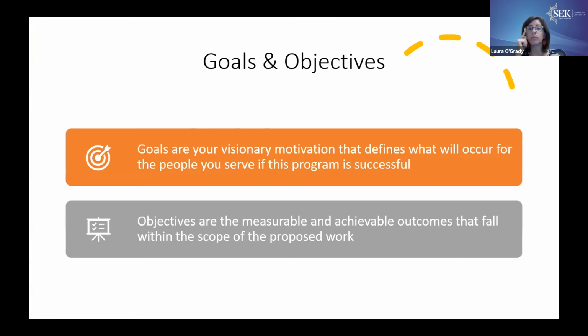A note on goals and objectives, because they will ask this, they are different. Goals are visionary or your visionary motivation that defines what will occur for the people you serve if the program is successful. So big picture. Objectives are the measurable and achievable outcomes that fall within the scope of proposed work.